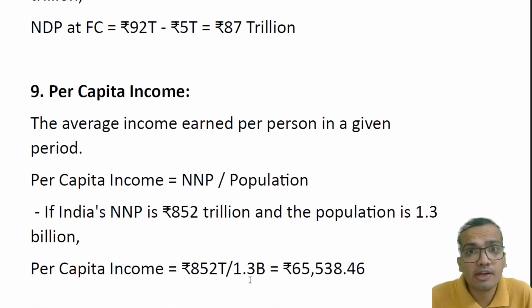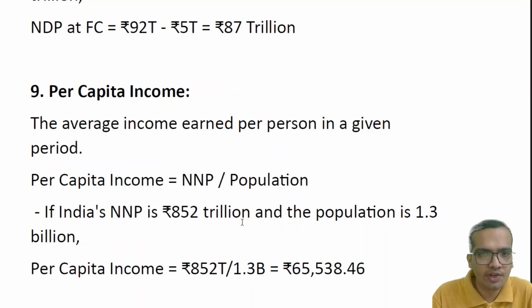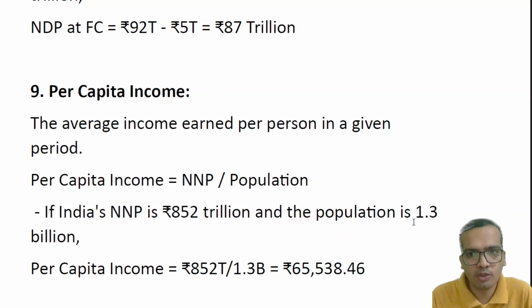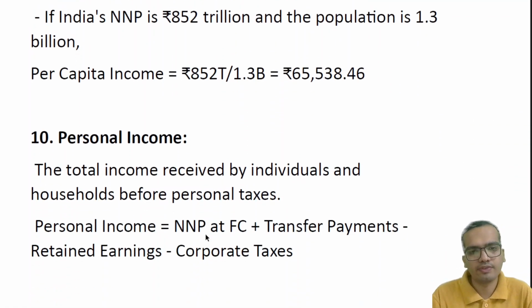Then comes per capita income. So what is per capita income? It's the average income earned by a person in a given period. So per capita income is NNP divided by population. So if India's NNP is 852 trillion and the population is 1.3 billion, per capita income would be rupees 65,538. So it's an average income that a person is earning, which is computed based on the GDP data.